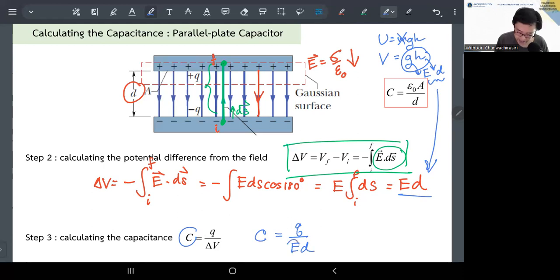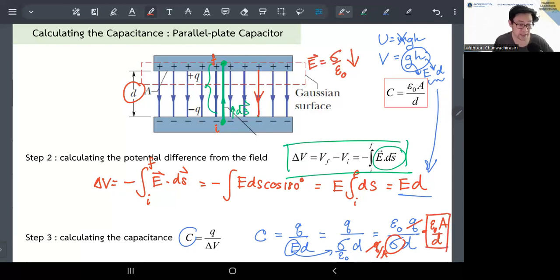But E is already calculated from part 1, which is sigma over epsilon naught, which is fine. I just substitute that in there. So I can flip this epsilon naught to the top. Q is there, sigma is here, and the D is there. But now here comes the good part. We already defined the sigma to be charge per area. So the charge must be canceled, and I can flip the area to the top.